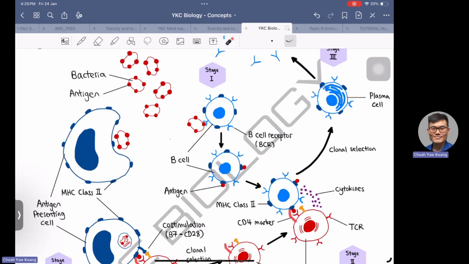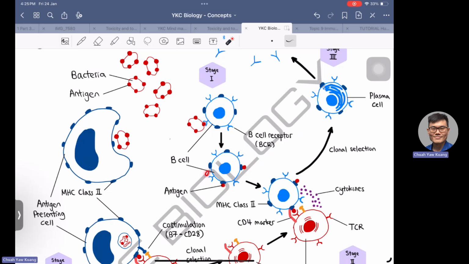Just now we mentioned that at the same time, the naive B cell will be exposed to the same bacteria. This same type of bacteria with the same type of antigen will be recognized by the B cell receptor on this naive B cell, and thus the binding of this antigen to the B cell receptor will activate this B cell.